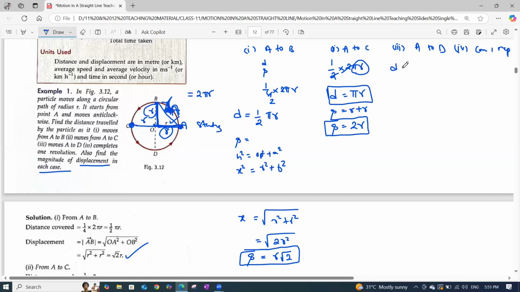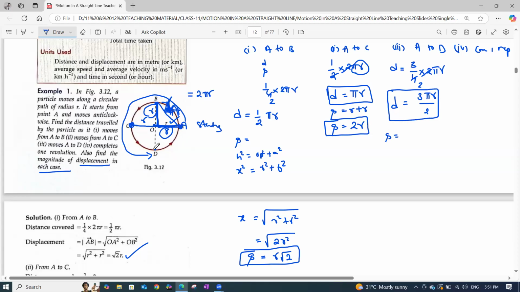We should find distance D, this is A and it is coming to D. Total it has taken 3 by 4th part of the circle. So 3 by 4 multiplied with the circumference of the circle, that is 2 pi r, 2 ones, 2 twos. So the answer will be 3 pi r upon 2, that is the distance.